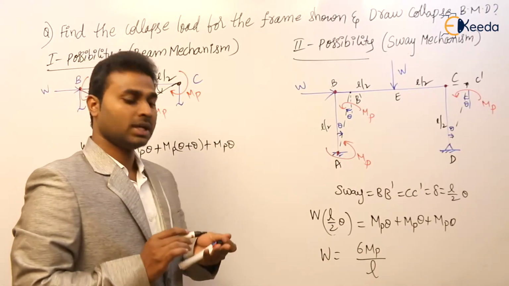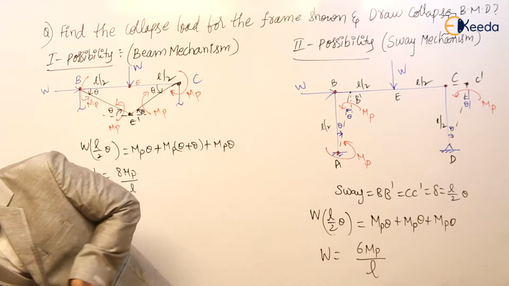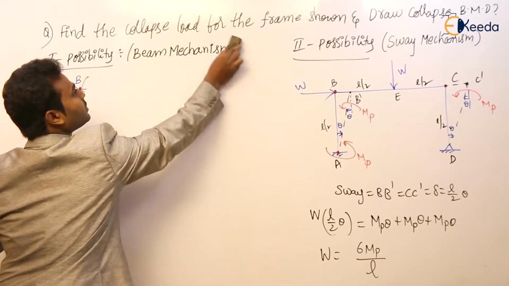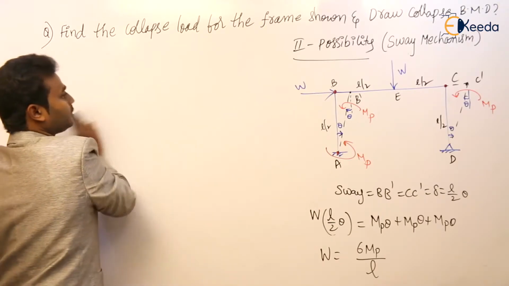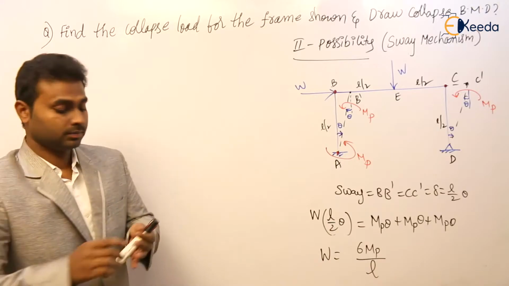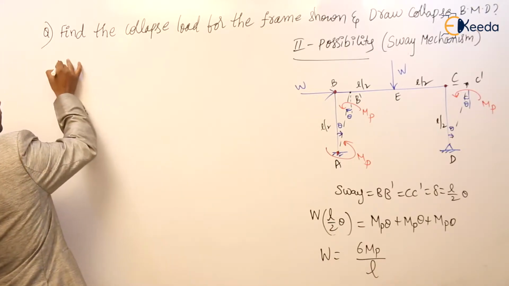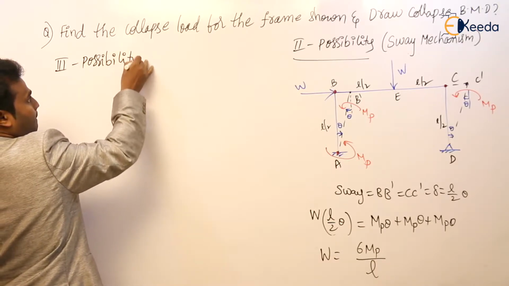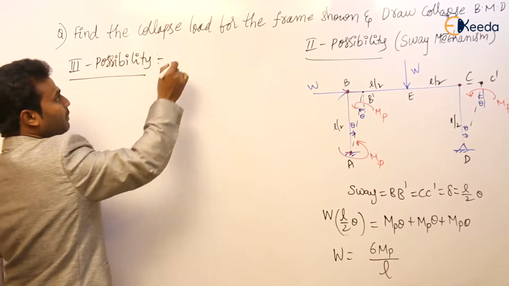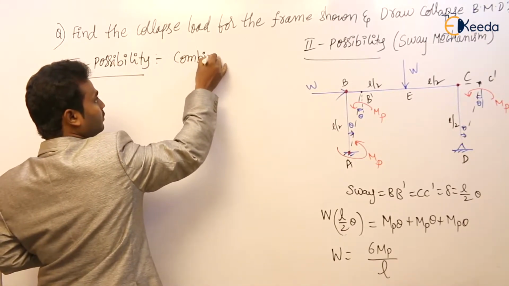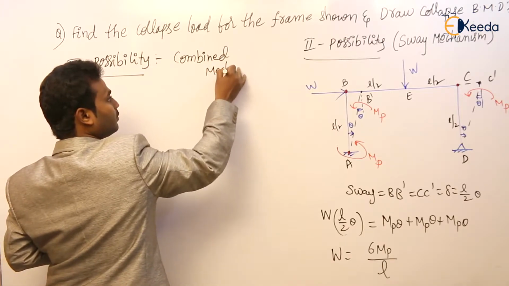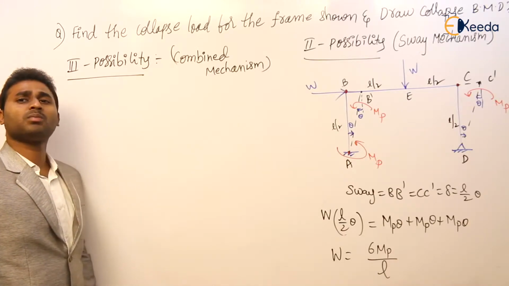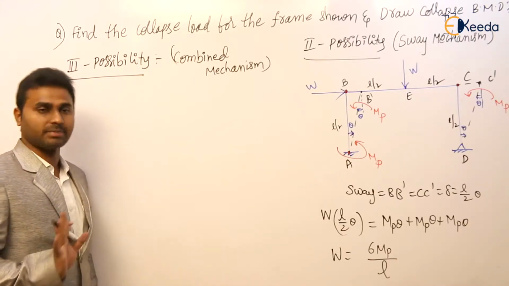After that, let us see the combined mechanism. Okay, so I'm going to rub out this beam mechanism. So the third possibility is the combined mechanism. The combined mechanism is nothing but both the beam and sway mechanisms taking place at a time.